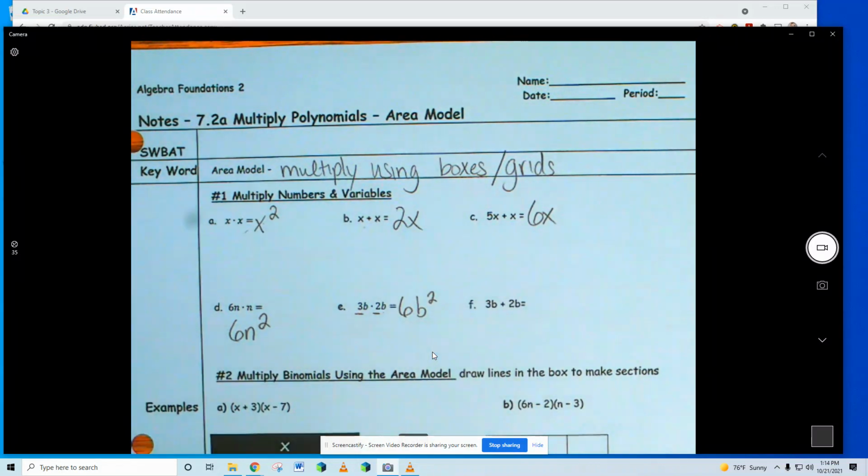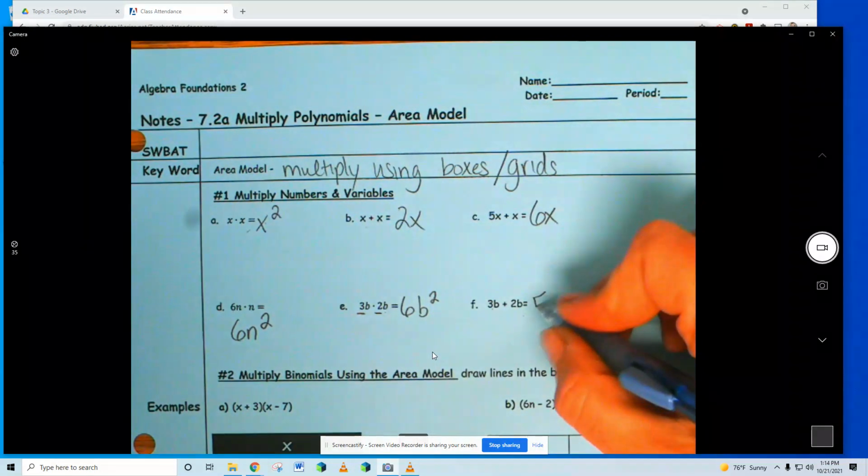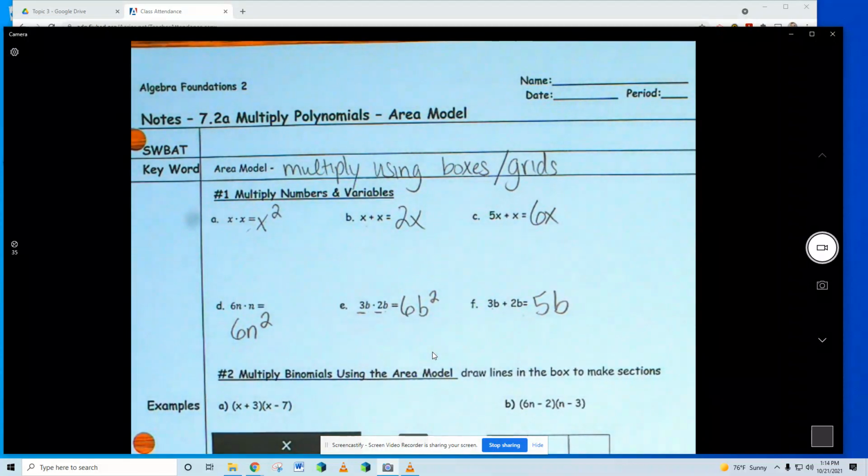This is excellent. Now I'm adding the same terms because the rules are different when I add. 3b's plus 2 more b's. 5b. All right, the only time I'm going to use an exponent is when I am multiplying two of the same thing. Then I put a b squared. I did not need an exponent for part F. I did not need an exponent for C.